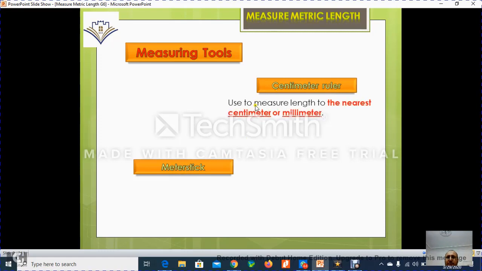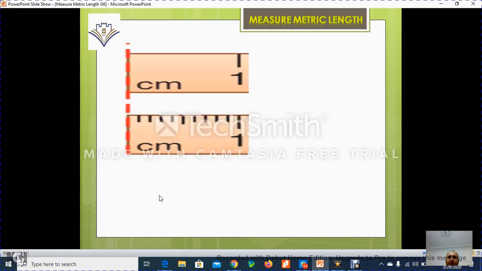The centimeter ruler is used to measure length to the nearest centimeter or millimeter, and the second is used to measure greater length, width or height. Then what's the difference between them? The first one is used to measure short distance, and the second is used for measuring large distance.